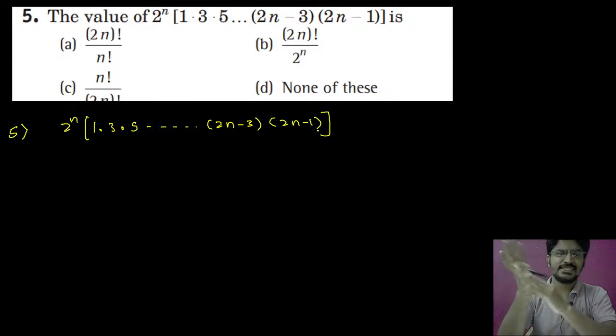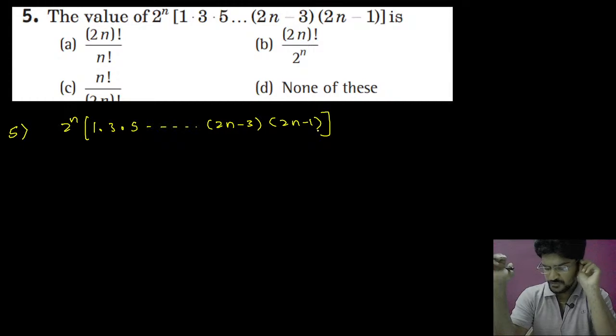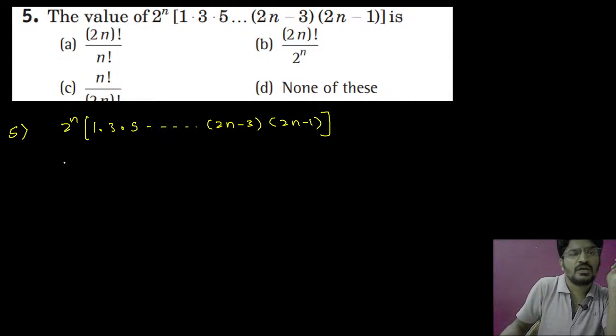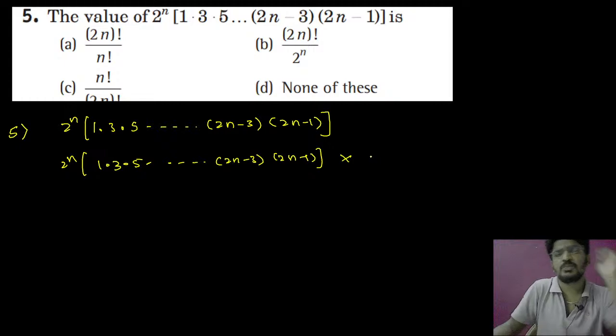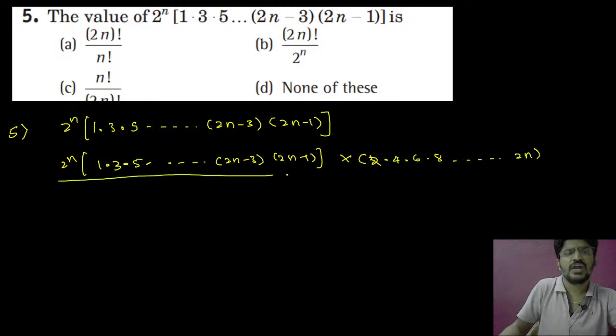Most of you are telling C, because if one of you gives the option as C, others will also follow. But solve and tell the answer. Here I have 2 to the power of n, 1 into 3 into 5 into so on to 2n minus 3, this is 2n minus 1. So now what I will do, I will multiply it with 2 into 4 into 6 into 8 into so on to 2n, divided by the same term, that is 2 into 4 into 6 into 8 into so on to 2n.